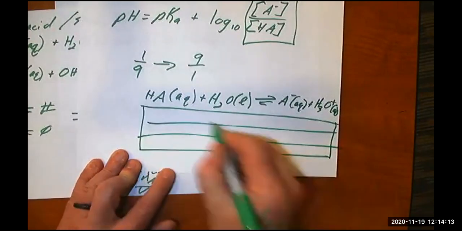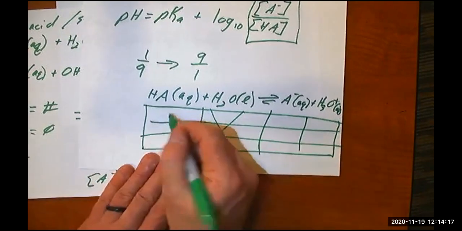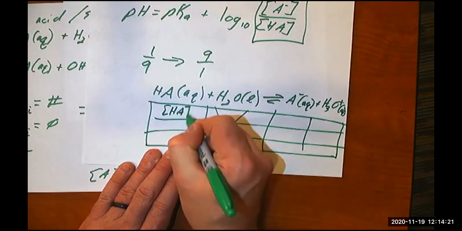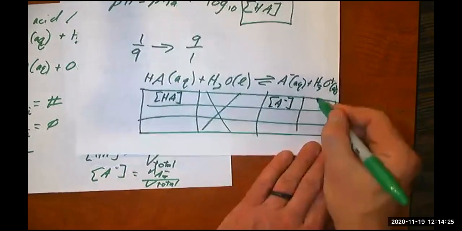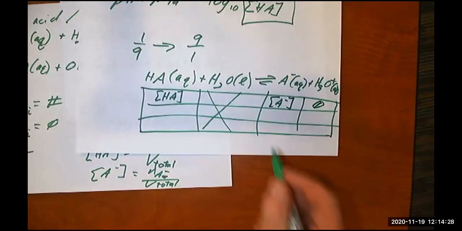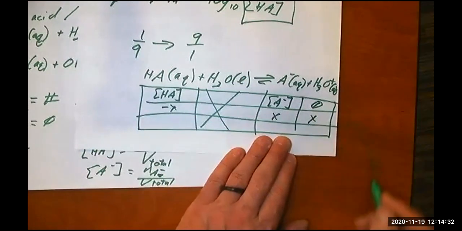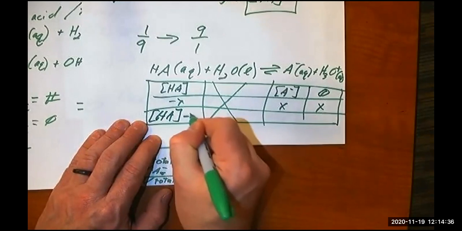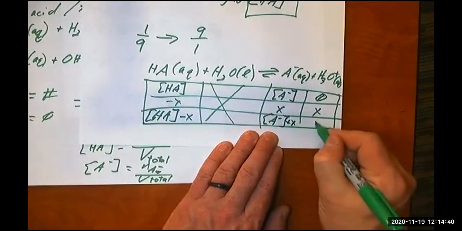ICE table, we have some amount here. So this is our initial concentration of HA. This is our initial concentration of A minus. And we have this at 0. Minus X, X, X. HA minus X, A minus plus X, and X.